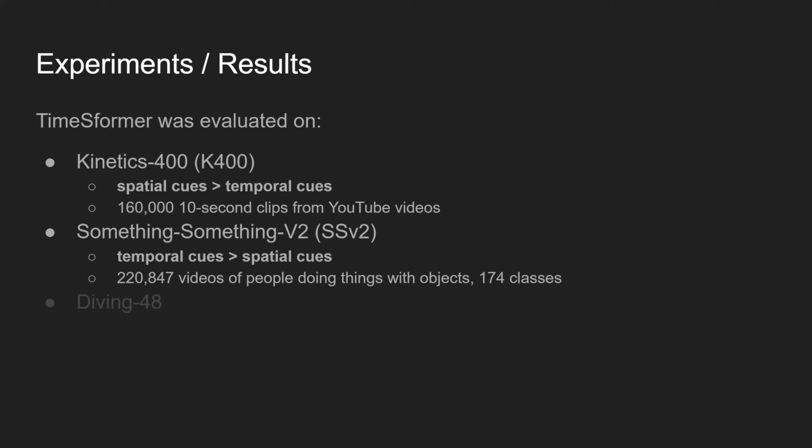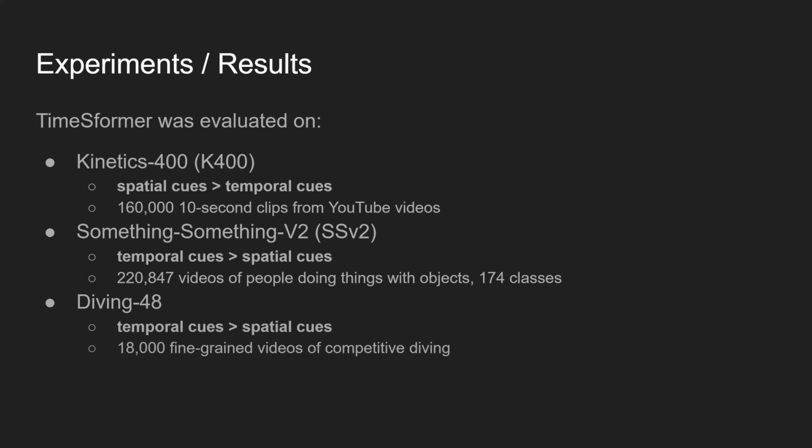And then the last data set that we're going to be going into is the Diving 48 data set. So that's another temporal data set. It has 18,000 fine-grained videos of competitive diving and 48 action classes, hence the name Diving 48.